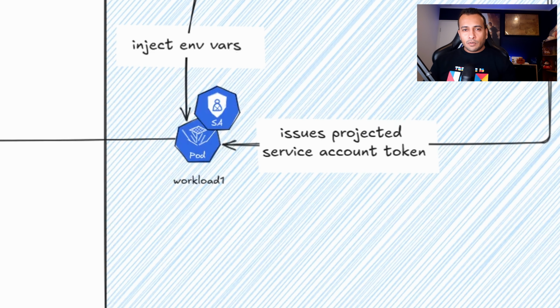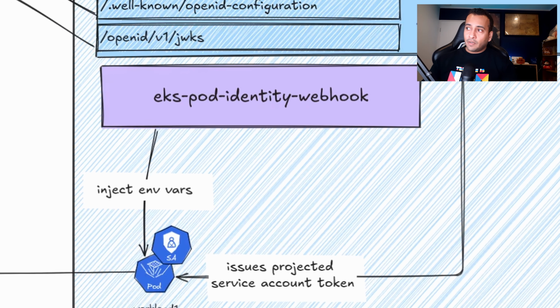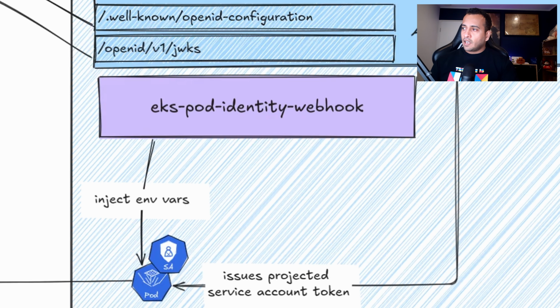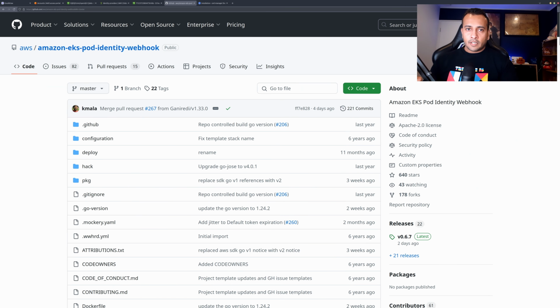So the best way to get this done is to use something that we have already used in the previous video, which is called the EKS Pod Identity Webhook. Now, despite its name, EKS Pod Identity Webhook can be used for this scenario as well. It's not only for EKS Pod Identities. In fact, EKS Pod Identity Webhook was actually used in IRSA before EKS Pod Identities was released as a feature.